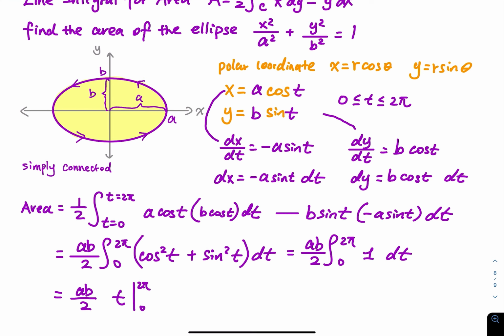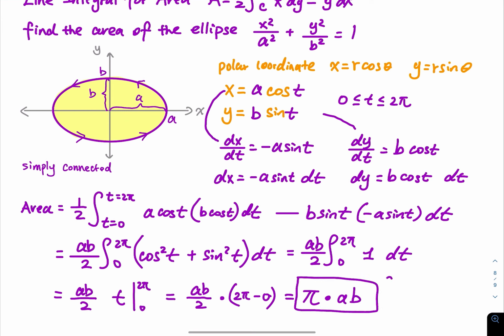That will be 2 pi minus 0. So it turns out that the area is ab over 2 multiplied by 2 pi minus 0. The 2 can be reduced. So the area of an ellipse is you take pi and then you multiply a and b. This applies to any ellipse. So that is the area of an ellipse. That applies to any ellipse. It can be a horizontal ellipse, it can be a vertical ellipse, and that is the end of this problem.